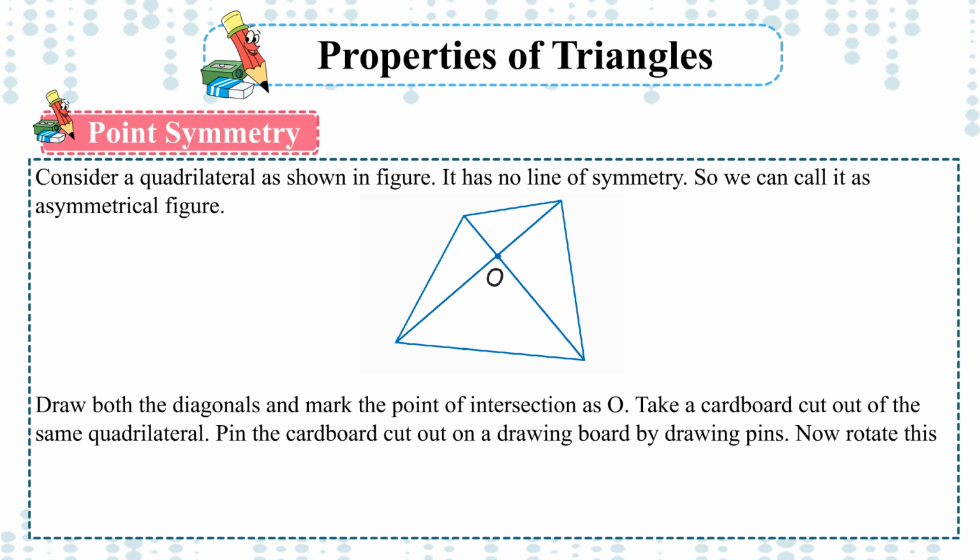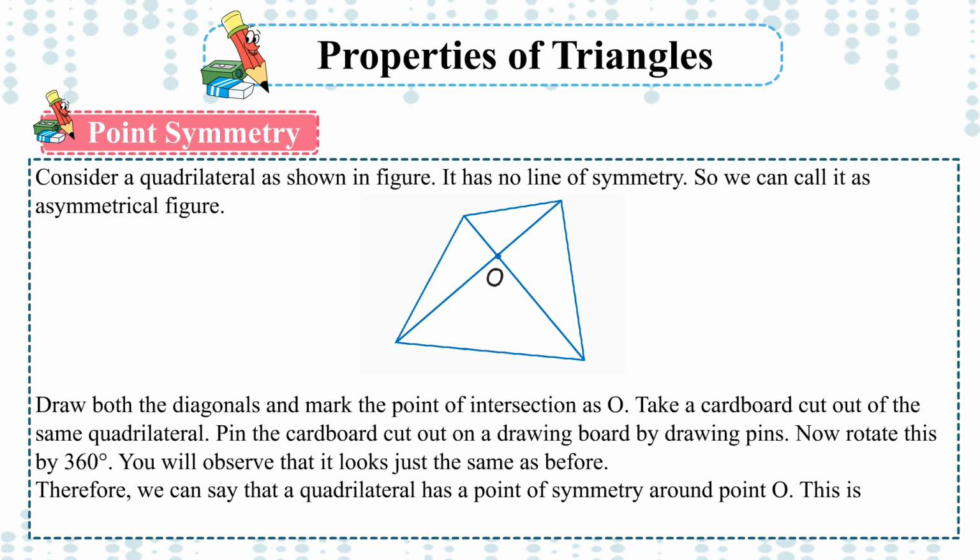Pin the cardboard cutout on a drawing board by drawing pins. Now rotate this by 360 degrees. You will observe that it looks just the same as before. Therefore, we can say that a quadrilateral has a point of symmetry around point O. This is called point symmetry.